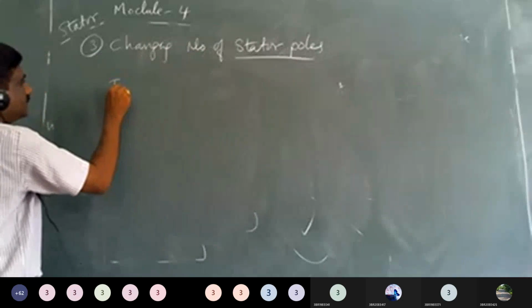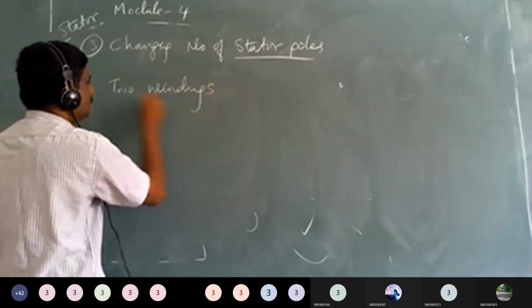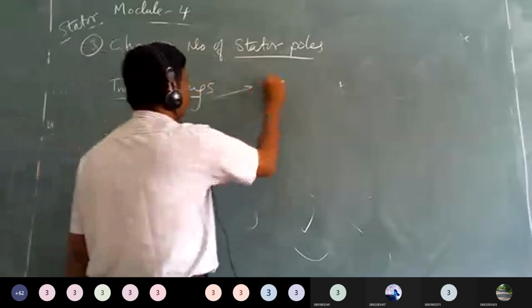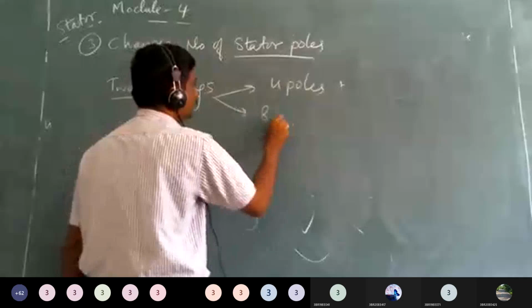There are two stator windings here. Two windings. One will have 4 poles and another will have 8 poles.